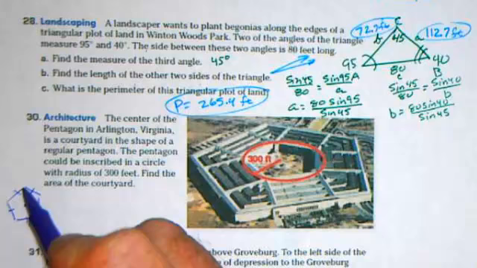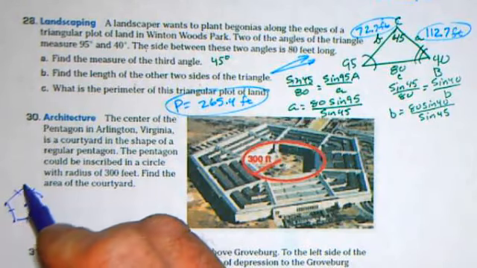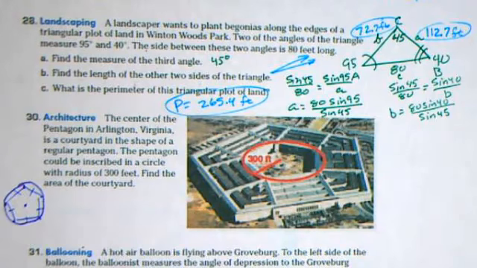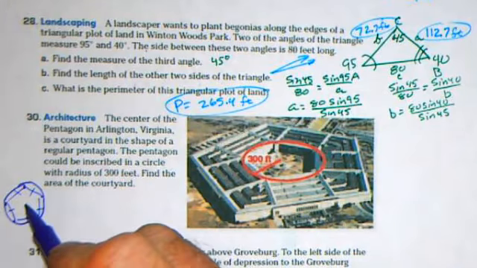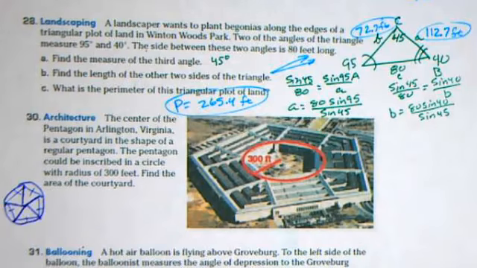Now, an inscribed circle goes through the vertices. So, in other words, there's a circle that can be drawn or circumscribed about the pentagon. The pentagon is inscribed in the circle. And it's telling us that this circle radius is 300 feet. So each one of these arms or spokes is 300 feet.